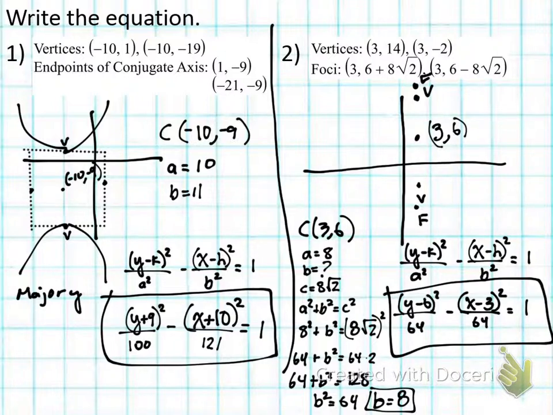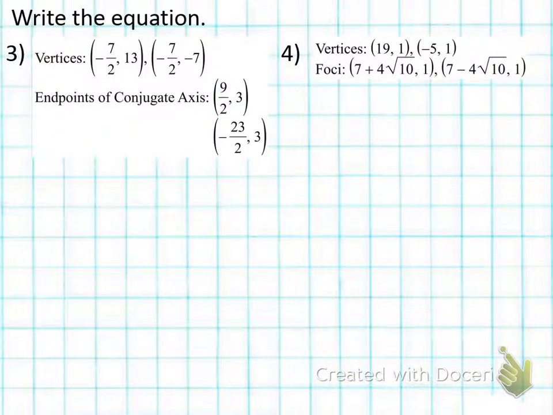So we're continuing on. Number 3. Okay, so write down number 3 for me, please. We got vertices -7/2, 13, and -7/2, -7, and then endpoints of the conjugate axis. They're giving us a couple points here. You can take a moment to write that down.